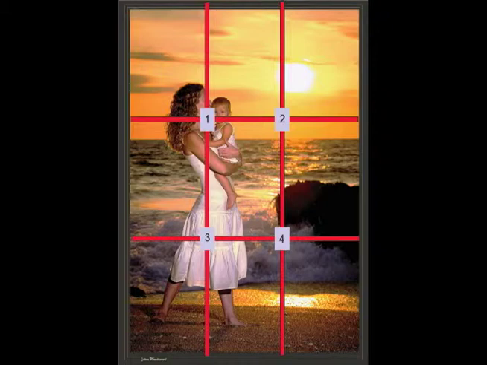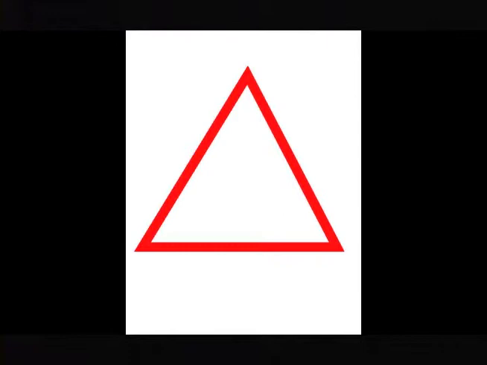Now we'll talk about the forms of composition. They would be diagonals. They would be C's. They would be vanishing point. This is called the swoosh. Triangles is a symmetry, so it could be a triangle, an oval. Those are symmetry, and an S-curve. S-curve is the best form you can have for landscapes.